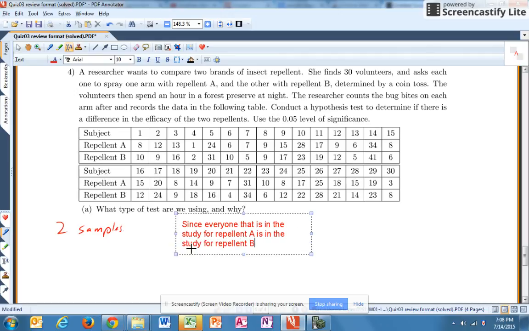since everyone that is in the study for repellent A is in the study for repellent B also, the samples are matched pairs, or dependent. So because we have two samples and they're matched pairs data, and this is numeric data, we are going to do a paired t-test.